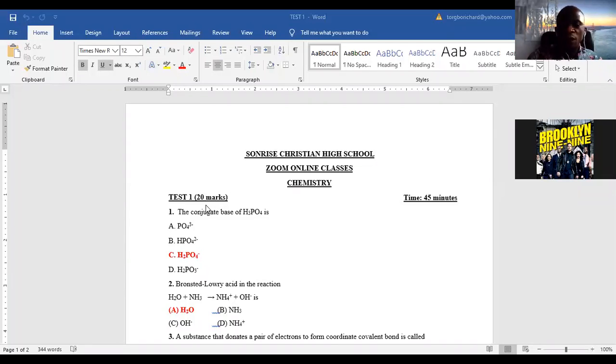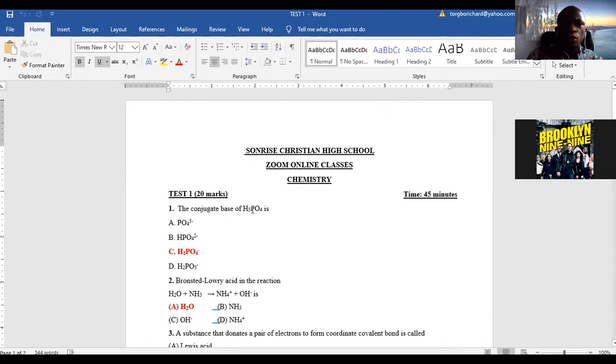So the very first one, where I said the conjugate base of H3PO4 is, the answer is C, H2PO4 minus. Now, because I was asking you for the conjugate base of this, what it means is that that thing itself is an acid.